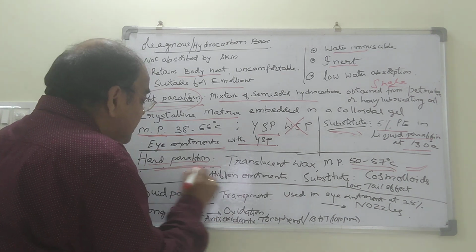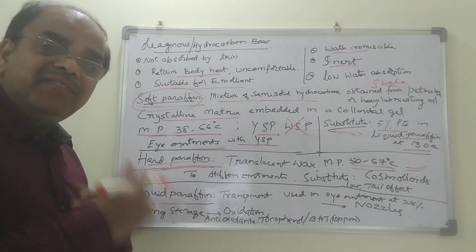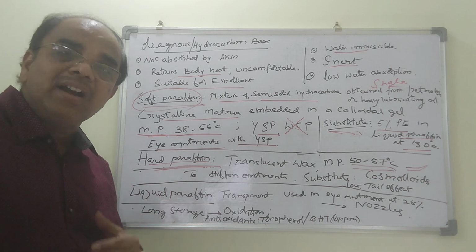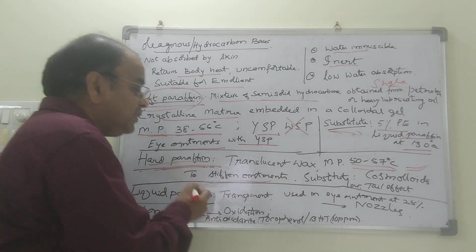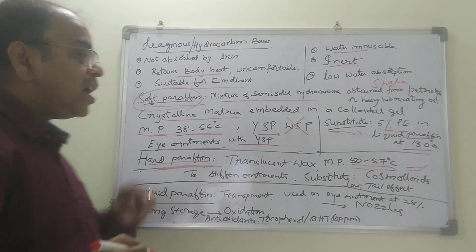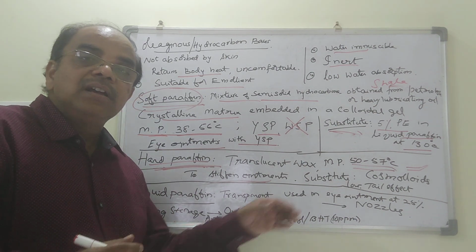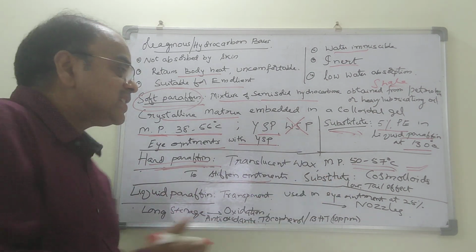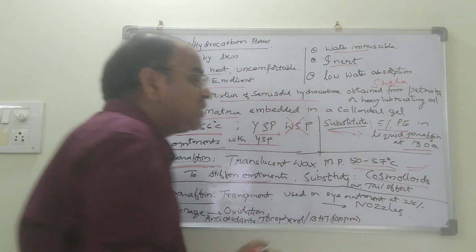And this is hard paraffin. For what purpose do we use it? To stiffen the ointment, to increase the consistency of the ointments, we can use the hard paraffin. Suppose this is not available, we can use a substitute. Cosmoloids can be used as a substitute.